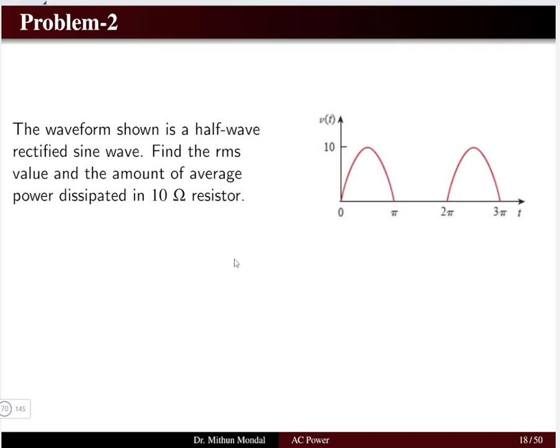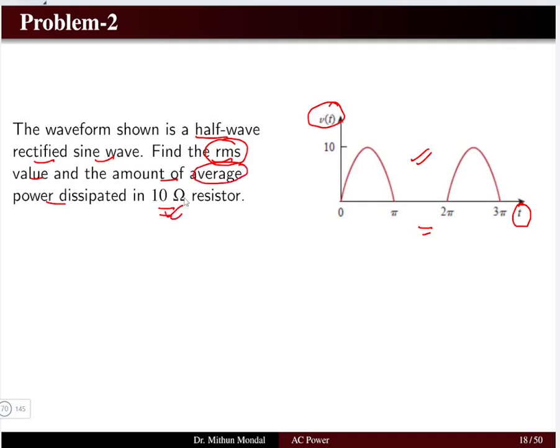Next problem. Now given the waveform which is a voltage with respect to time t, this waveform is a half wave rectified sine wave. So what is a rectifier? A rectifier is a device which converts the AC waveform to a DC waveform. So this is a rectified sine wave. Find the RMS value and the amount of average power which is dissipated in a 10 ohm resistor. For this waveform, you have to determine the RMS value first, and then you have to determine what is the average power which is dissipated in the 10 ohm resistor.